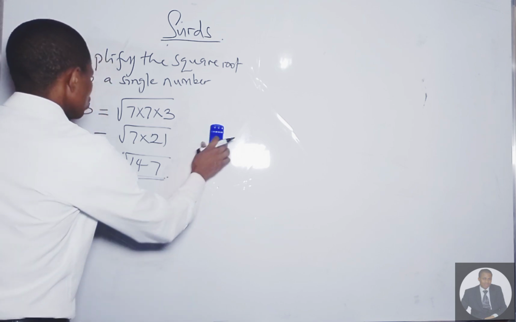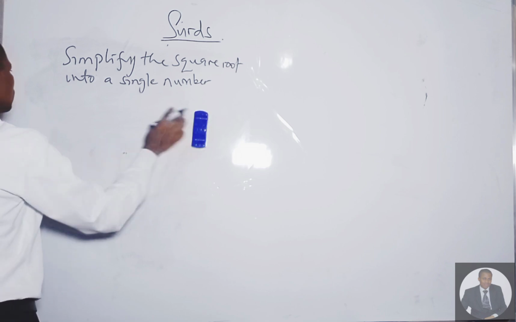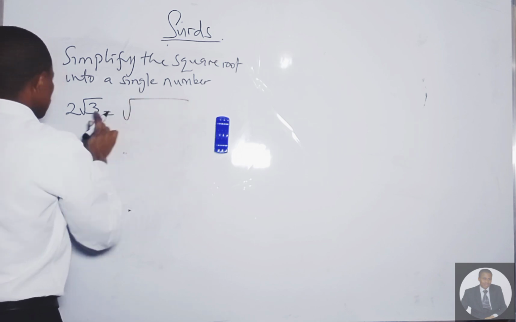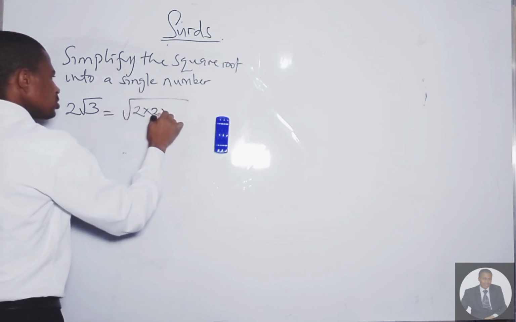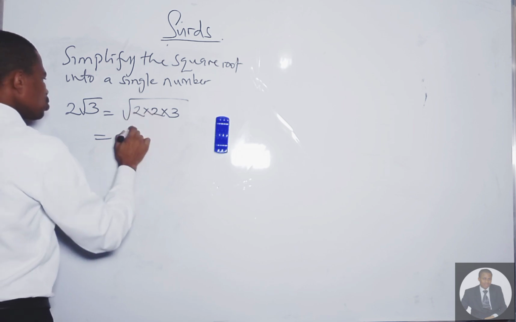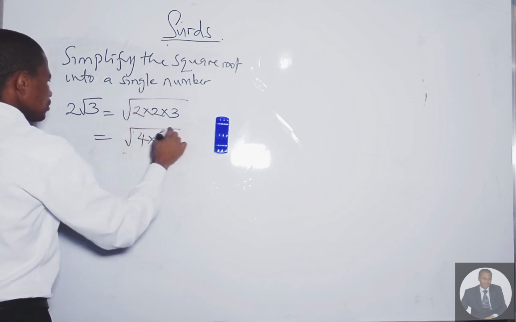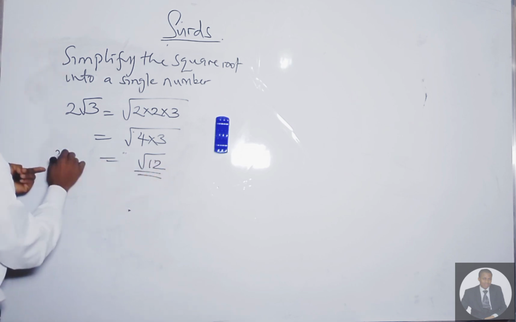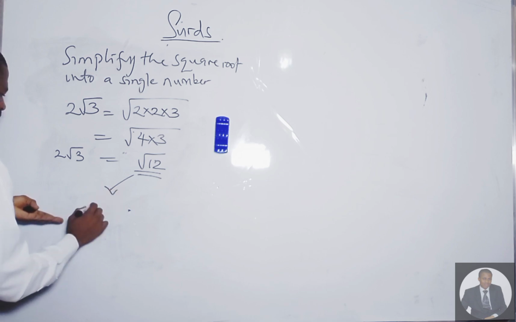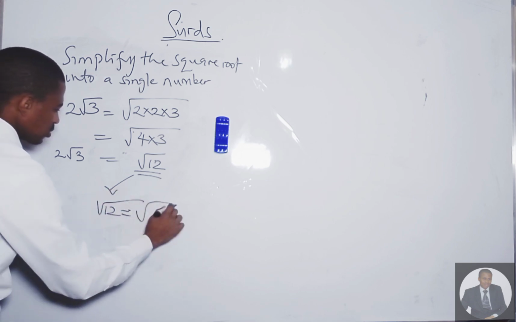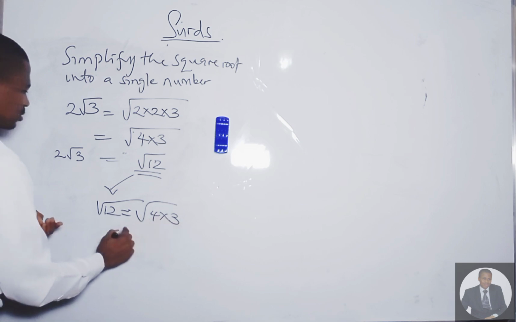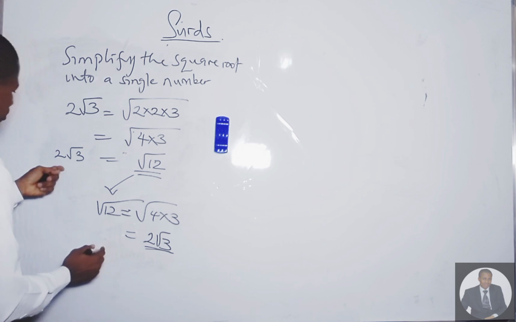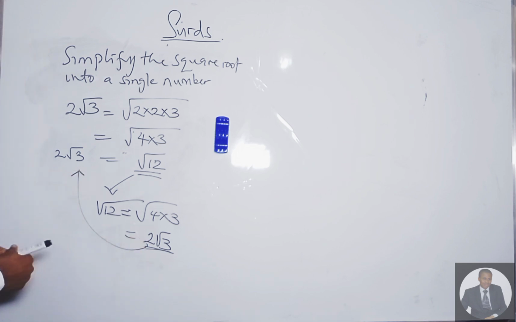Another question, 2 root 3. What do we have here? We say 2 times 2 times 3 equals 2 times 2 is 4, 4 times 3. That's root 12. If we simplify root 12, we have 2 root 3. Let's try and simplify root 12. 12 is the same thing as root 4 times 3. The square root of 4 is 2, and then we bring the 3. The same thing as what we had earlier.